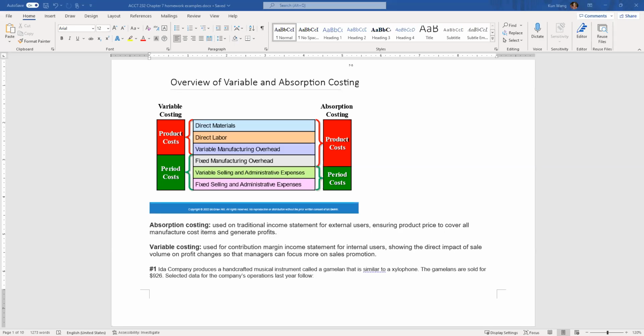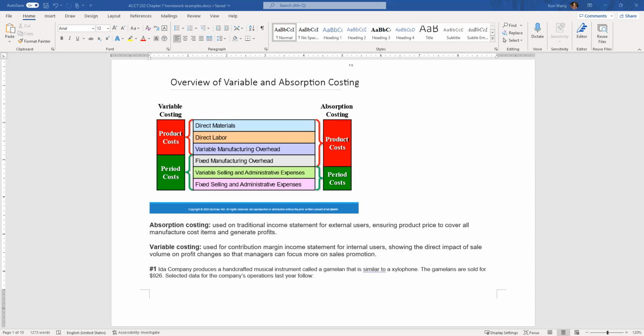Hello everyone, in this video, let's have a brief review of Chapter 7, Variable Costing and Segment Margin, and then we'll review a few homework practices from the chapter. The difference between variable costing and absorption costing, we have already seen the applications in Chapter 6, when we use the traditional income statement, which is under the absorption costing assumption, or the contribution margin income statement, which is consistent with the variable costing concept.